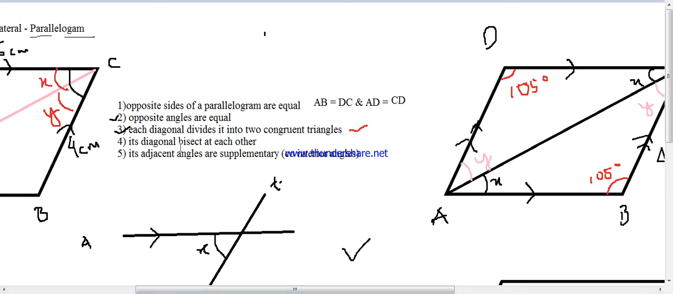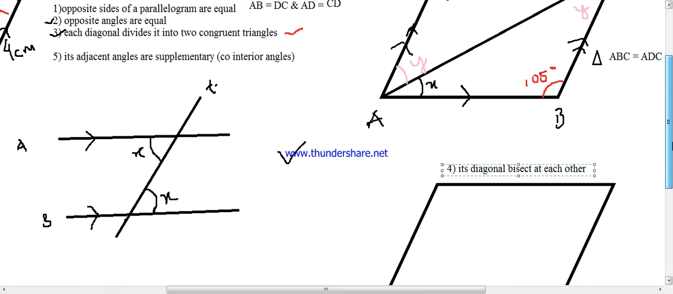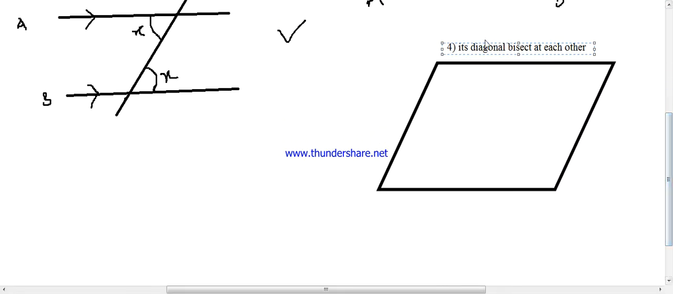Next, each diagonal bisects each other. Let's take this point over here, and then bring it down. Let's try to understand with this example now. Each diagonal bisects each other. Alright, let's write over here vertex A, vertex B, vertex C, vertex D.